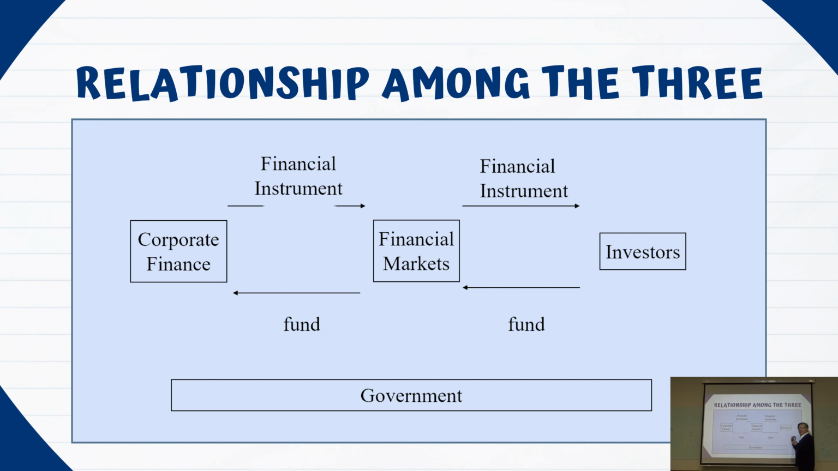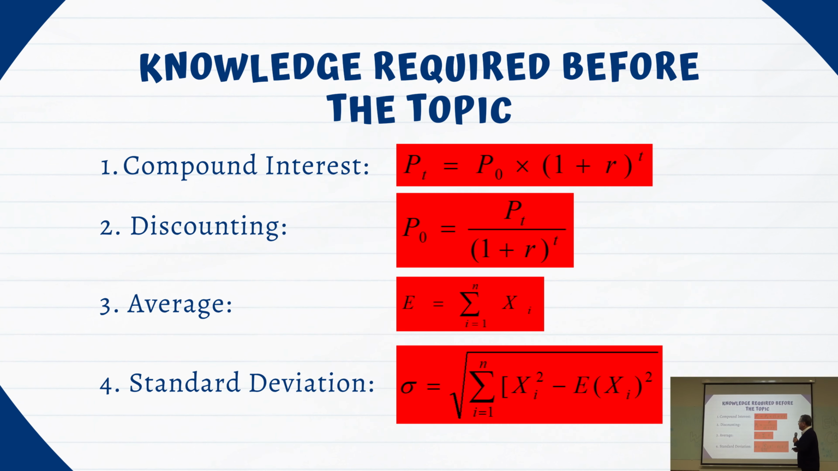There's one agent in this market called the government. Government is one type of institution that supervises this market. They not only take money from the business as tax, they also try to regulate the market and make sure the market works for both sides, not only for the investor, but also for the corporation. This is what we usually learn in the basic financial management class.